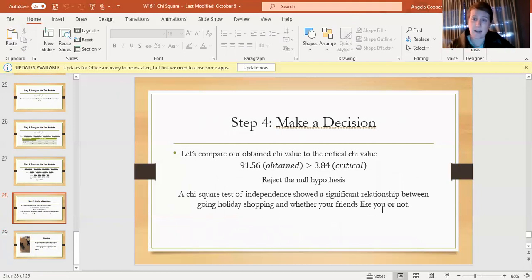So we're going to reject that null hypothesis again. So in this case, our chi-square test of independence showed a significant relationship between going holiday shopping and whether our friends liked us or not. So they are related, they are dependent. It is not an independent relationship here. There is indeed a dependent relationship.